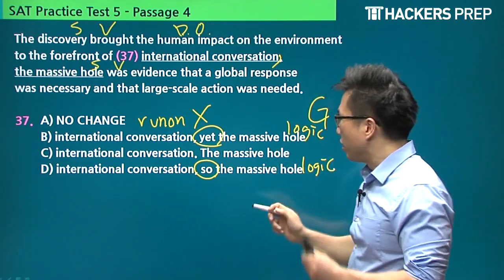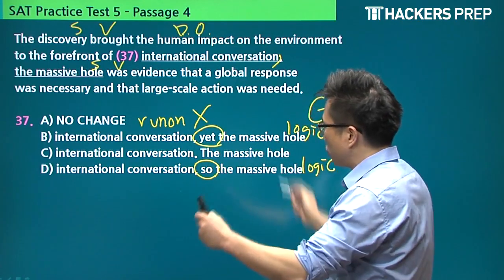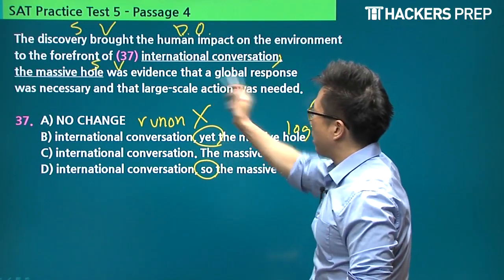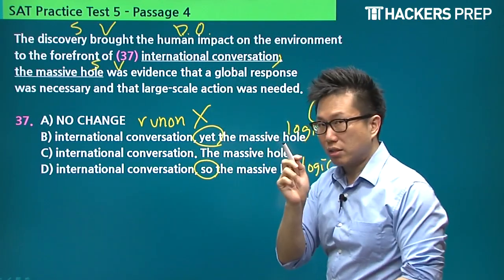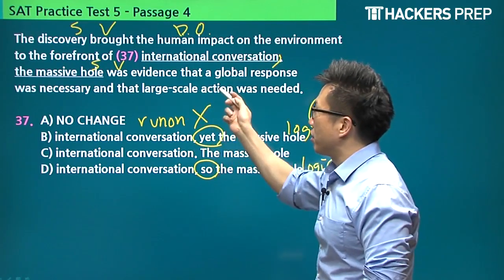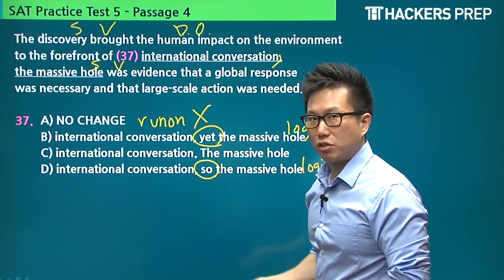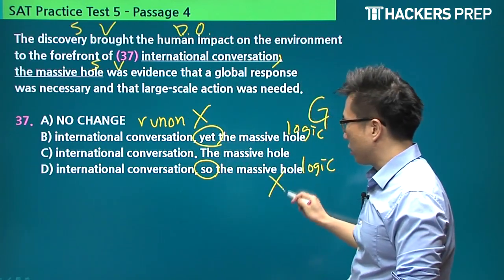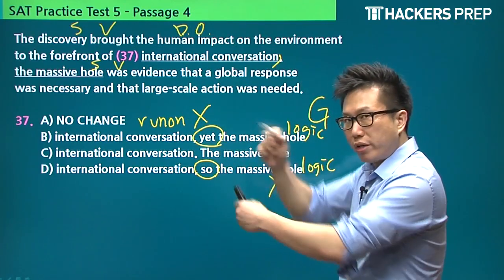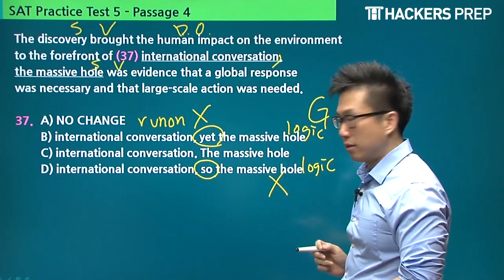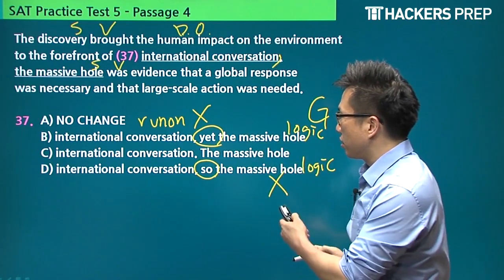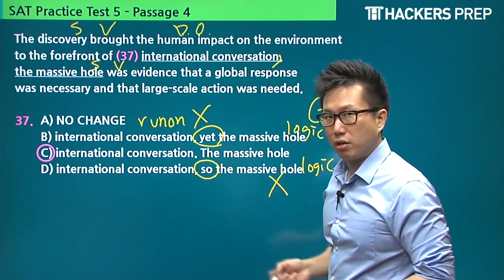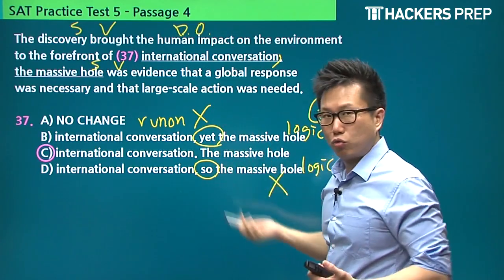Okay, so one more time here. If you really want to say this, you could just switch the ideas around. A massive hole was evidence that a global response was necessary, so the discovery brought it to the forefront of the conversation. You could have done that, but since that's not the case, this is wrong logically. The ordering is wrong here, if you think about this here. So the answer that you want is C. Just put a period here. Okay, it fixes the run-on sentence.